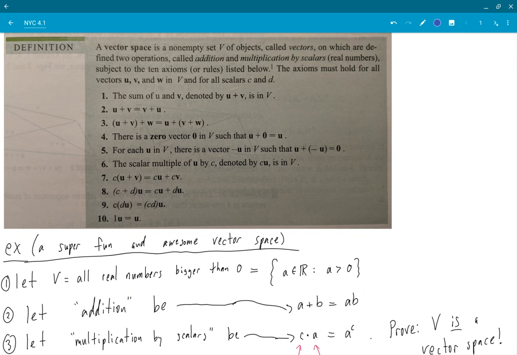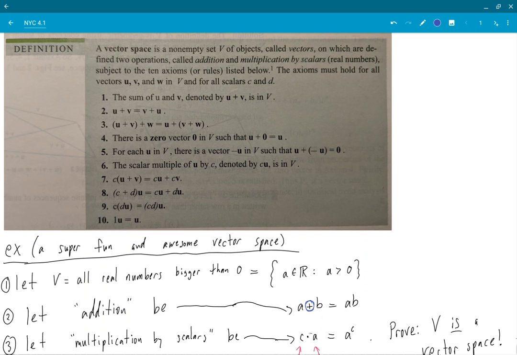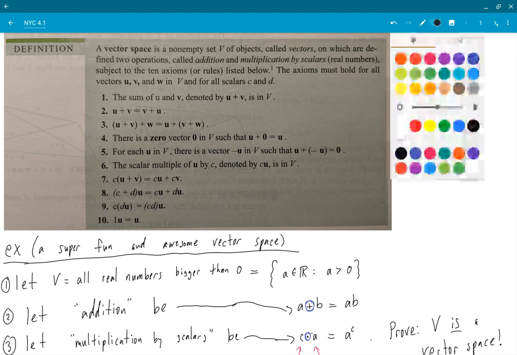So we are going to define, just for fun, on this set here, a strange addition and a strange multiplication by scalars. To help you out here, maybe you want to put a circle around the plus, just so you don't confuse it with the kind of plus sign that you're used to. And then the dot, likewise, you can put a little circle around that just to emphasize that we're doing something different here.